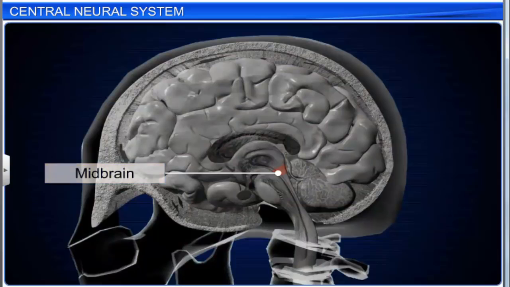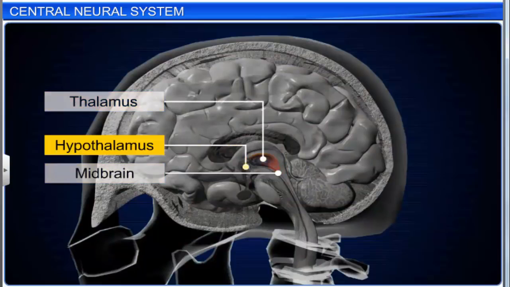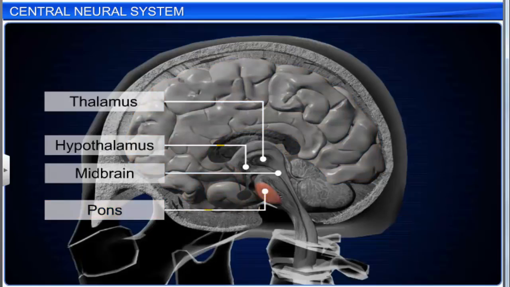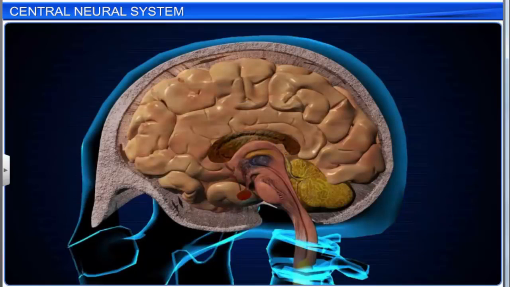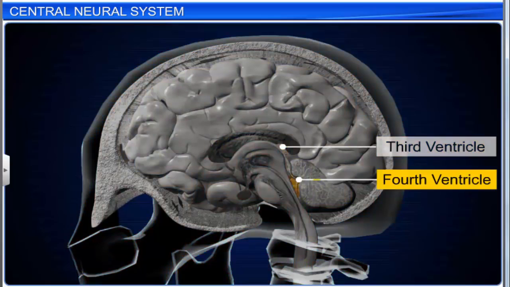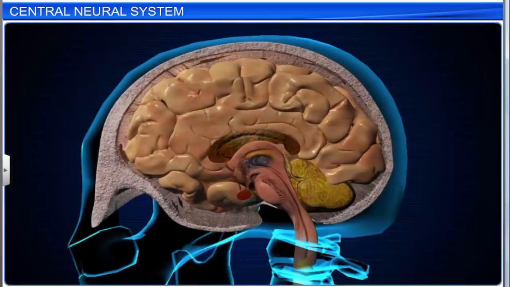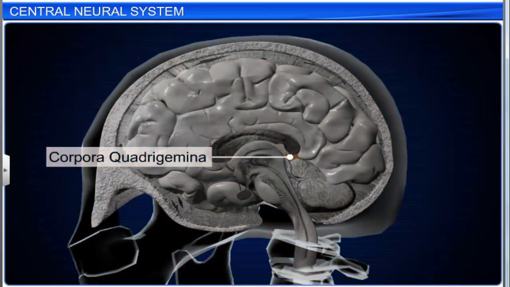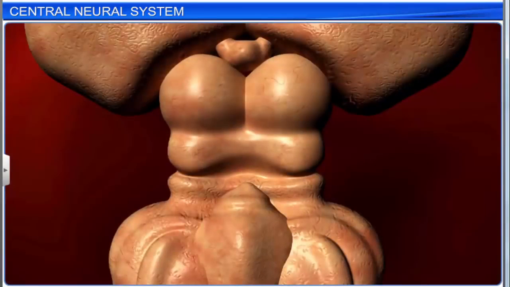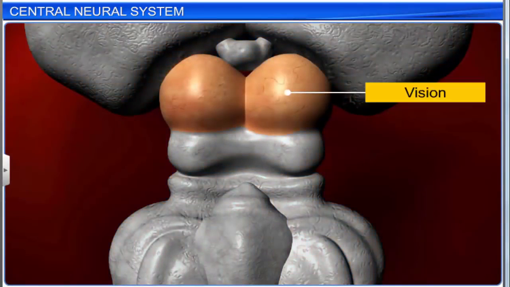The midbrain is located between the thalamus and hypothalamus of the forebrain and pons of the hindbrain. The cerebral aqueduct, containing cerebrospinal fluid, passes through the midbrain and connects the 3rd ventricle to the 4th ventricle of the brain. It is also called the aqueduct of Sylvius. The dorsal portion of the midbrain consists of 4 lobes called corpora quadrigemina. It contains reflex centers for vision and hearing.